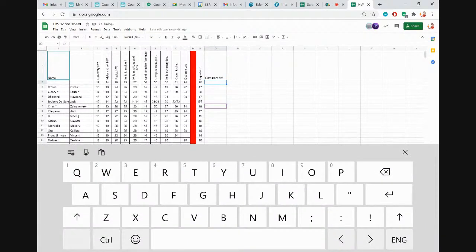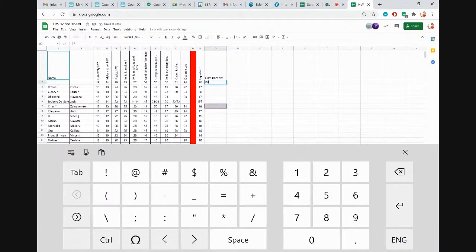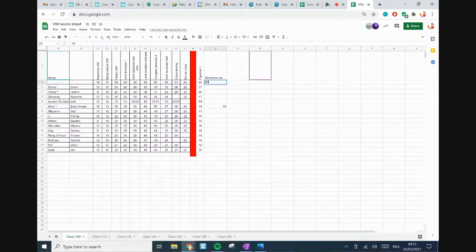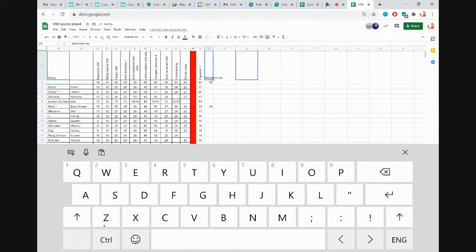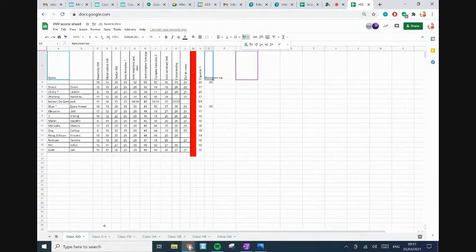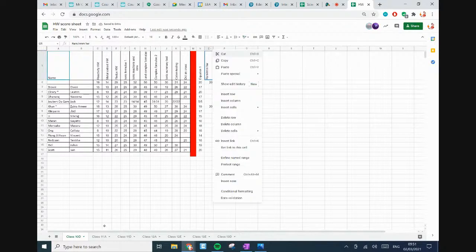There we go. It's out of 20. 27 out of 20. There we go. And then what I can now do is, with my little pen, just shrink that down to there, and then make that flip up to there, like that. Perfect. And then I can centralize it.